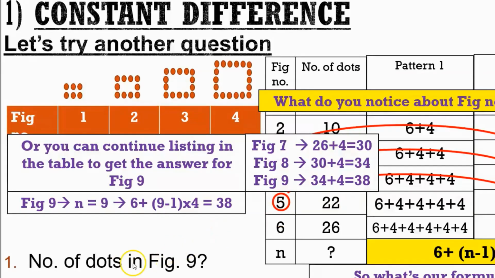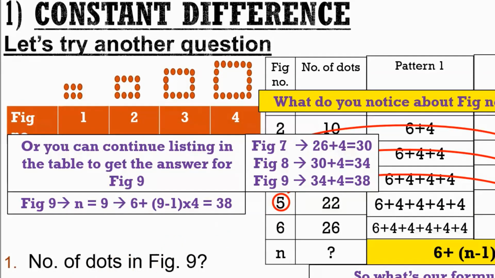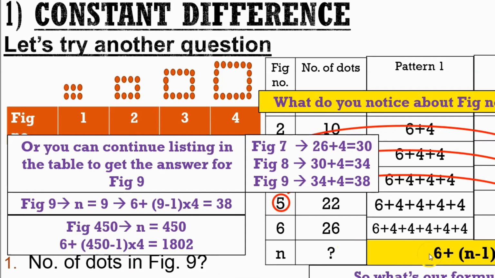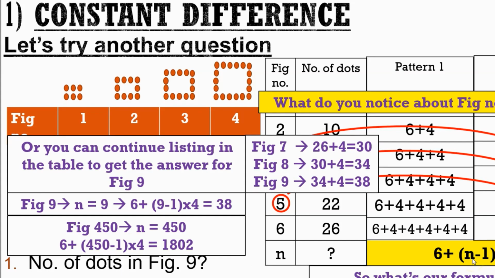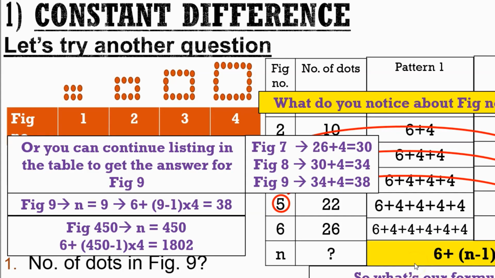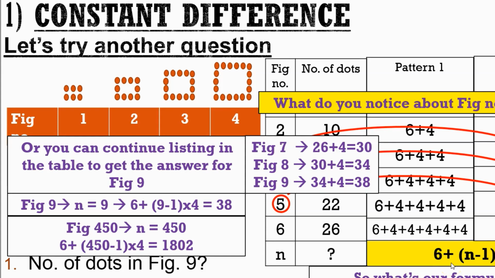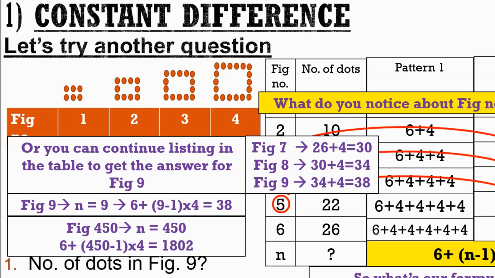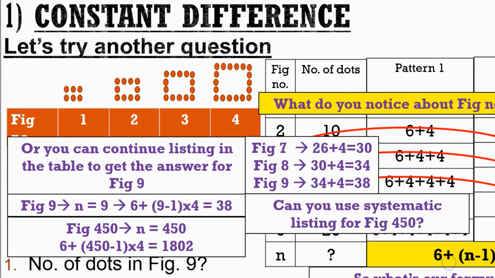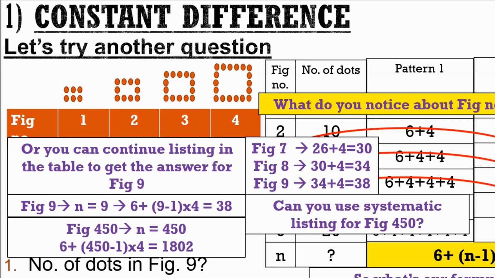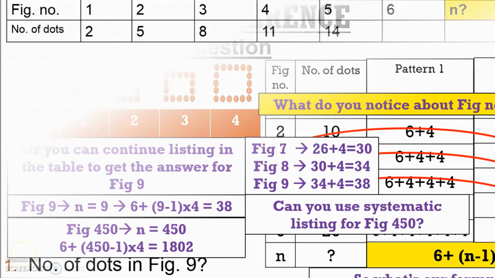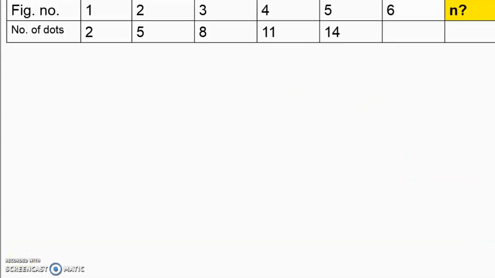Okay. The second question, number of dots in figure 450. So n becomes 450. So you put in 6 plus 450 minus 1 times 4, and you can get your answer, 1802, very quickly. So do you think you can use systematic listing for figure 450? Quite difficult, right? Let's now try another question.